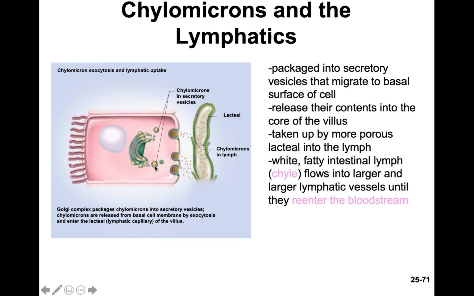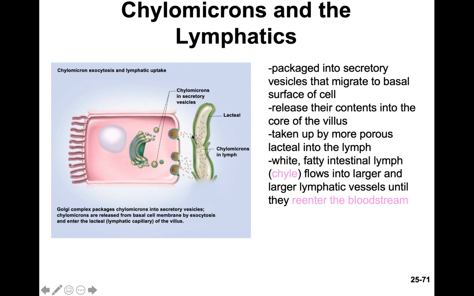The chylomicrons are going to get packaged by the Golgi, and they're going to go and do exocytosis to release all of what they stored in them, the triglycerides, the phospholipids, the cholesterols, and all of that gets exocytosed out.